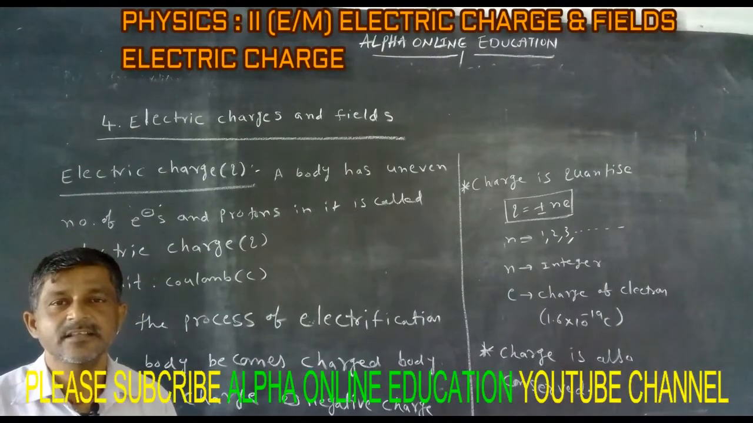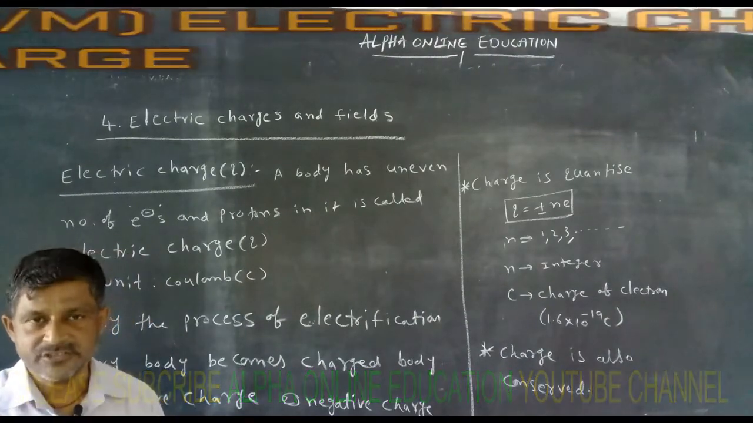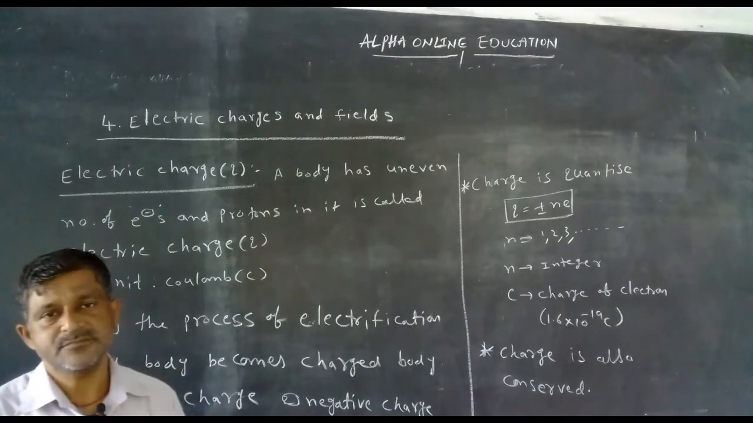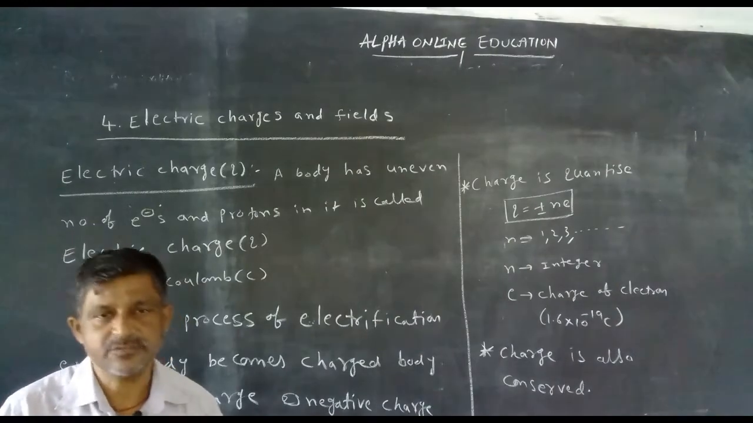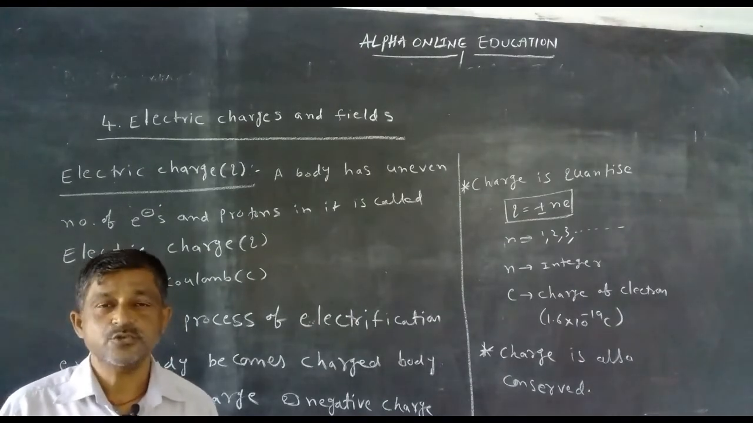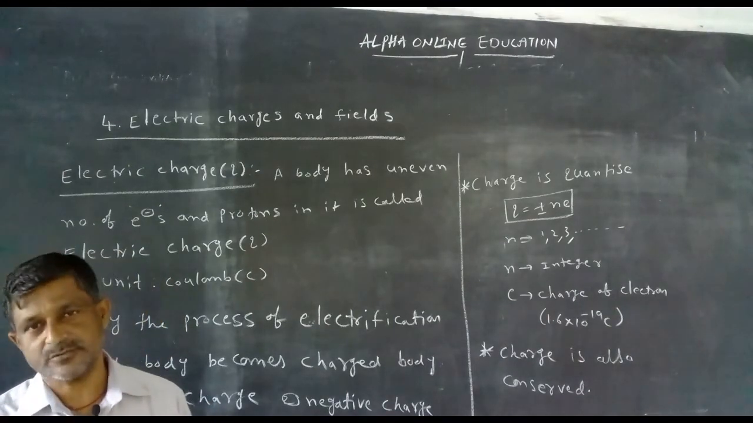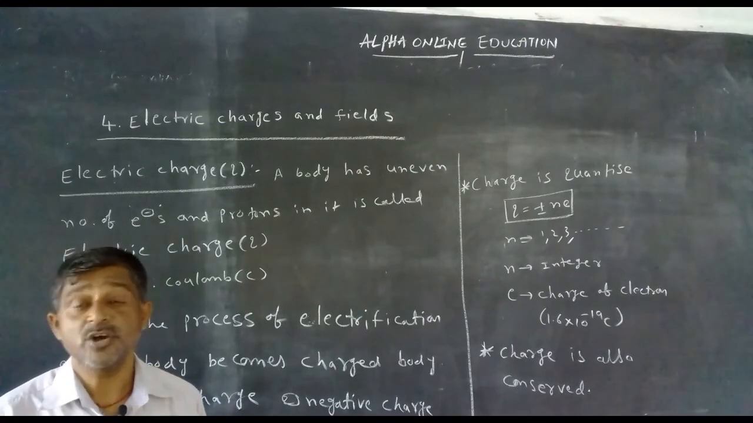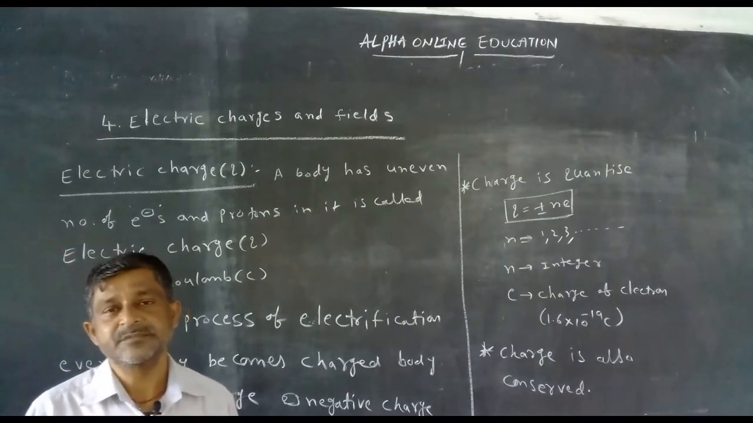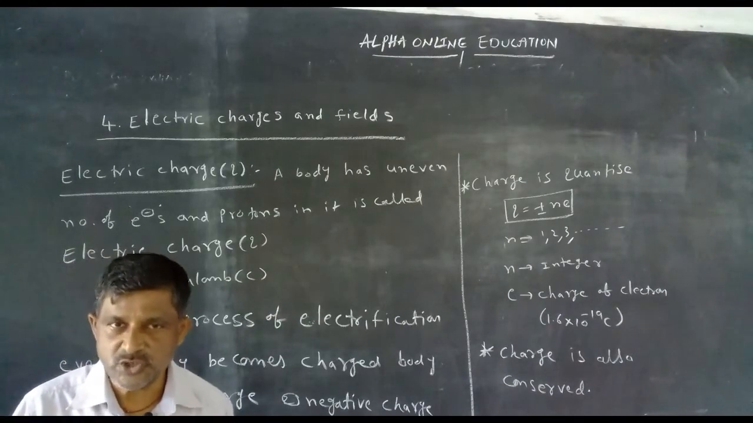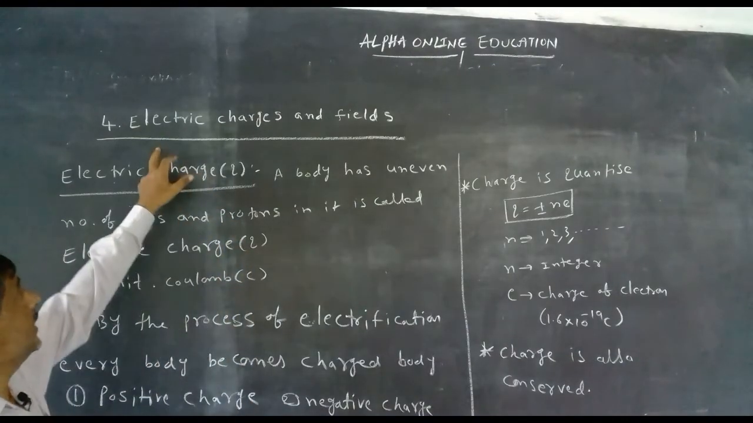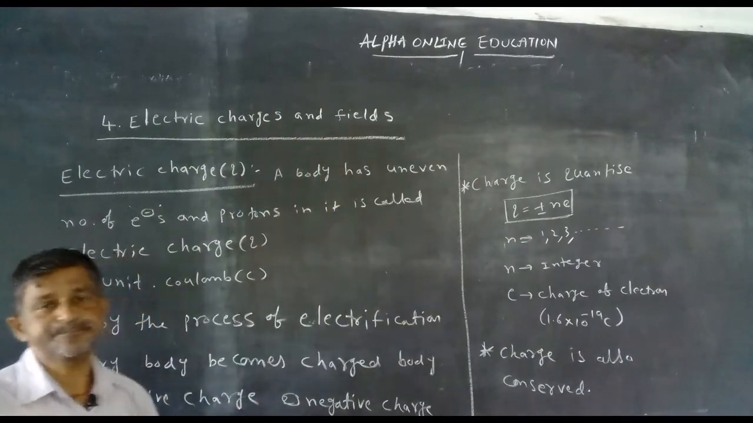The topic is electric charges, or electric charge. Electricity is one of the biggest branches in our second year physics syllabus. Under electricity, in total we have 8 chapters. Among the 16 chapters, the electricity chapters are 8. In that, the first chapter, as per the syllabus, is the 4th chapter, that is electric charges and fields.